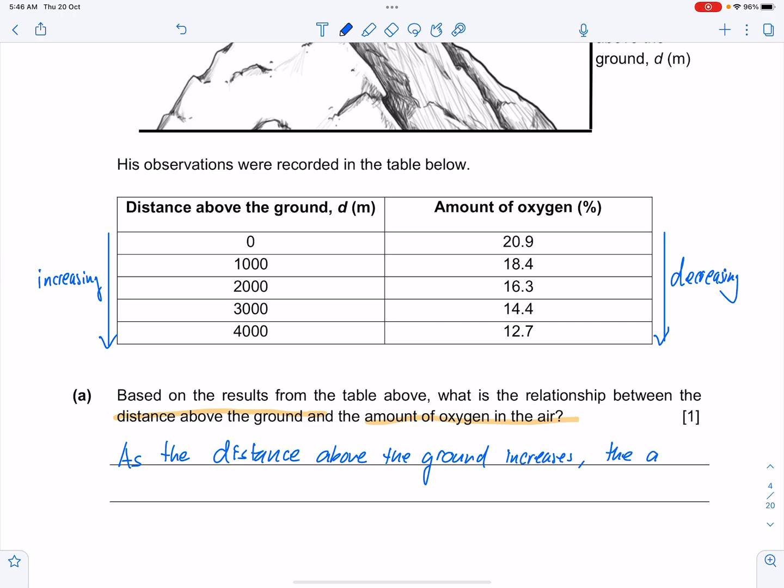The amount of oxygen in the air decreases. Right? Trend. Okay.